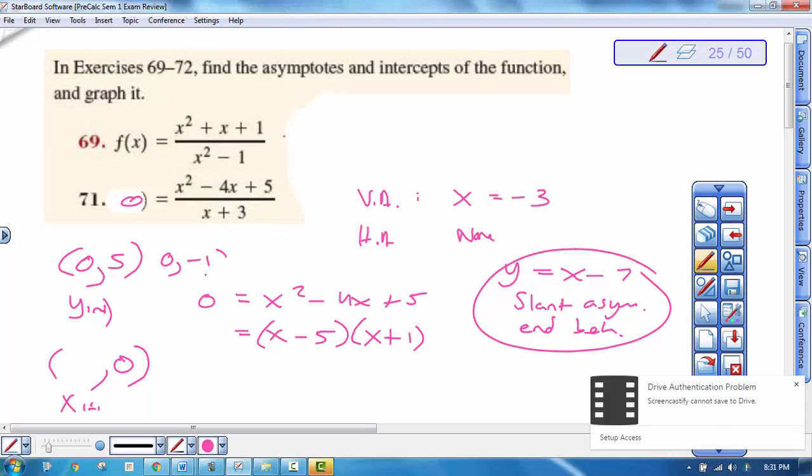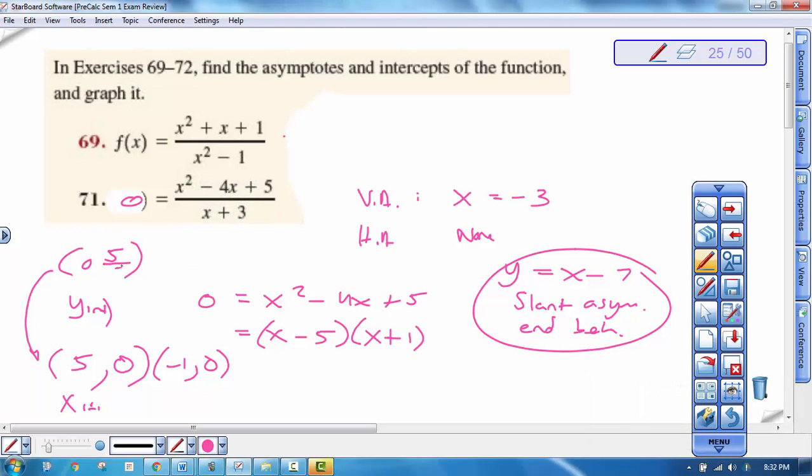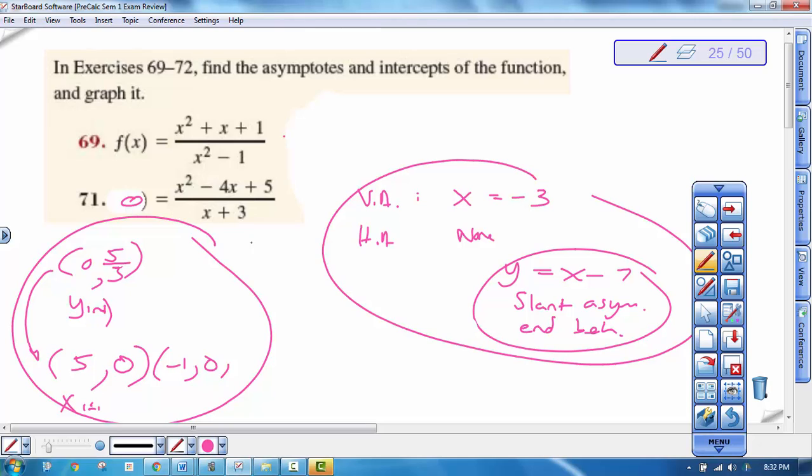And then our x-intercepts occur where y is 0. I'm sorry, I have to switch these. I plugged in 0 for y, so I found these. So that'd be (5, 0) and (negative 1, 0). Here's my two x-intercepts. I'm sorry. Y-intercepts are where x is 0. So plug in 0 for x, and you get 5/3. So there's my asymptotes over here, and then also my x and y-intercepts.